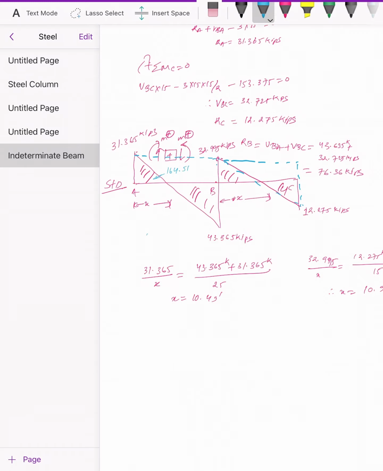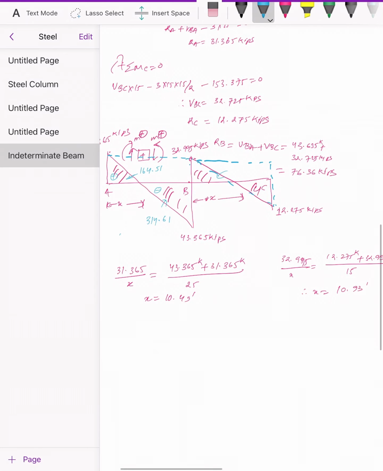This is positive. Everything above this horizontal line is positive, below that is negative. So this area is half times base, 25 minus 10.49, times the height, 43.365. So this is going to be 314.61. This little piece area is going to be half times 10 point times height, 32.995.